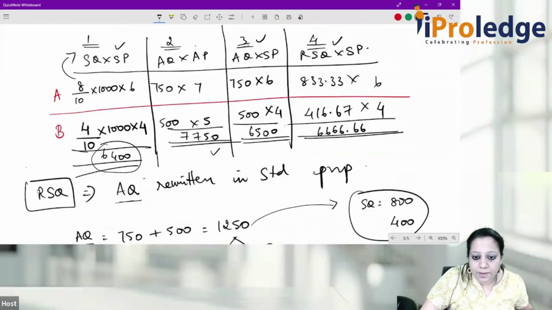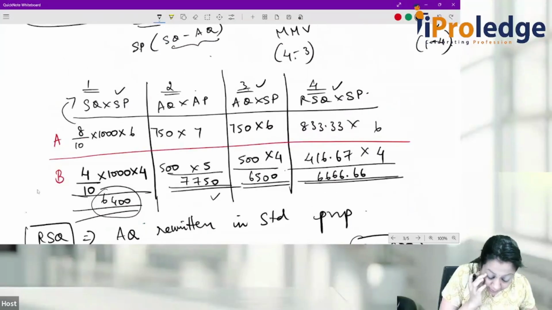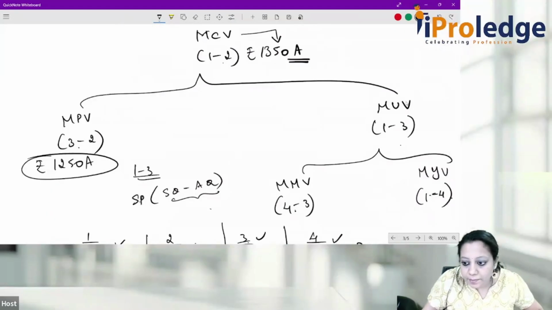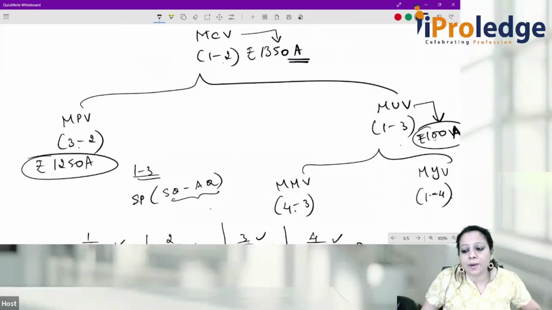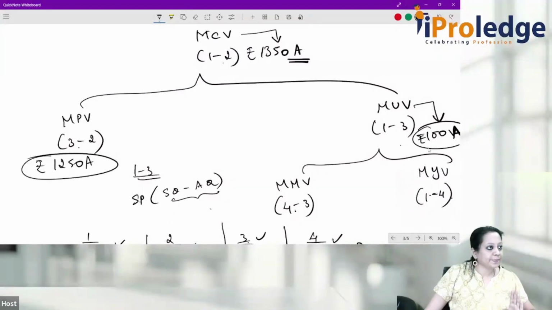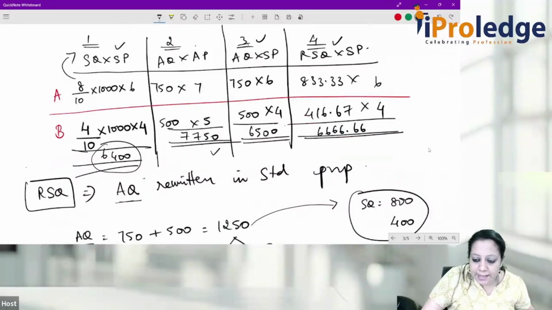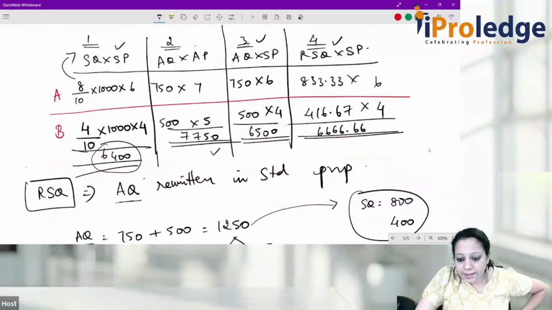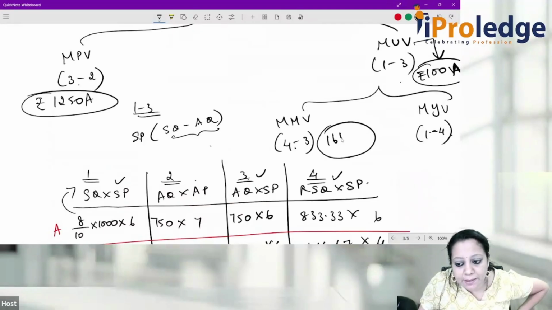So, next one. 1 minus 3. 100 adverse, no? Yes. Usage variance is 100 adverse. Don't forget to write rupees adverse and all that, even in the charts. Yes. So, chalo students, mix variance is 4 minus 3. Is it 166.66? 166.66 favorable, isn't it?